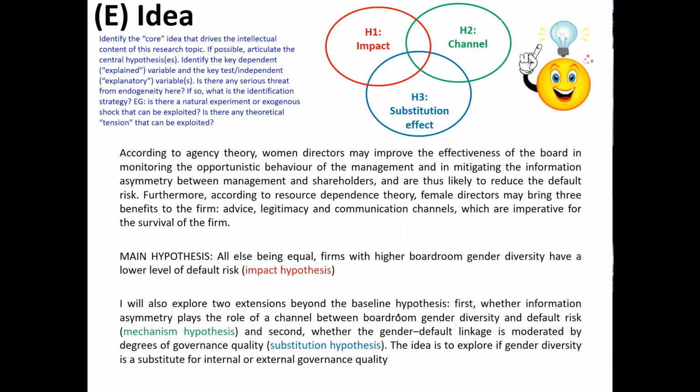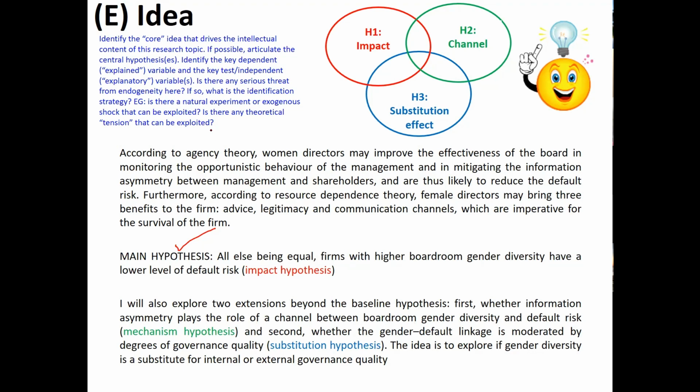Then we move to the idea part. What we need to bring in the idea part is a central hypothesis. We need to exploit theoretical tension, conflicting theories, and we need to exploit the institutional differences. As I said, no one has done research on corporate boardroom gender diversity and default risk, so I don't need to make the institutional setting a big thing. Institutional setting becomes more important when someone has done research in another country and you want to do research in a different context, and then you need to embed institutional differences in your idea part.